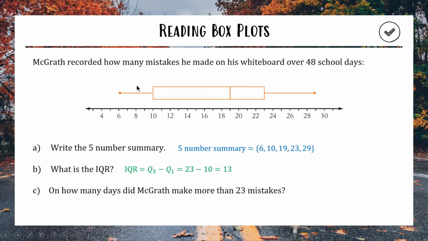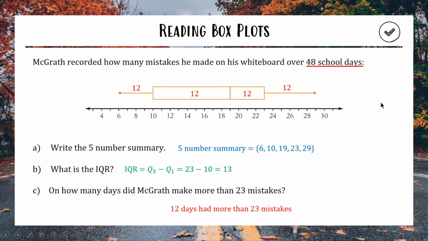So in the lower quartile, we'll have 12 right here. We'll have 12 in this quartile, 12 here, and then 12 up here. So how many days did I make more than 23 mistakes? Well, the number of scores greater than 23 is 12, and there is our answer.